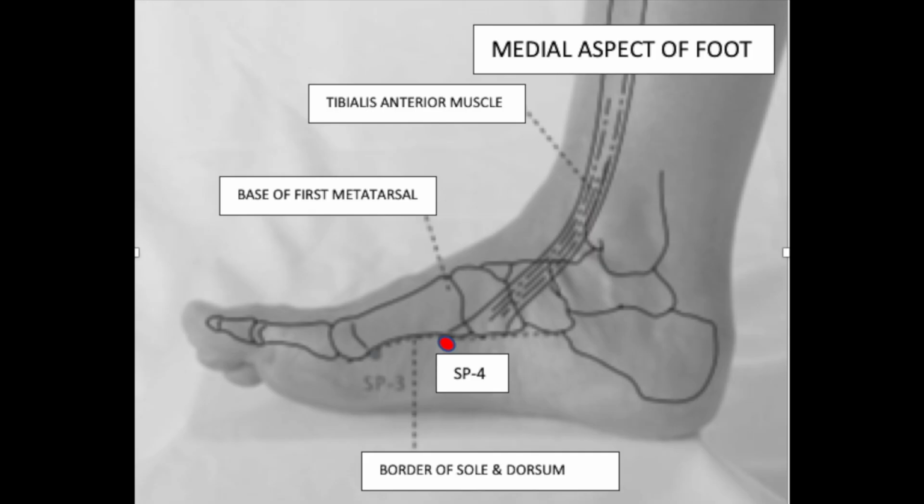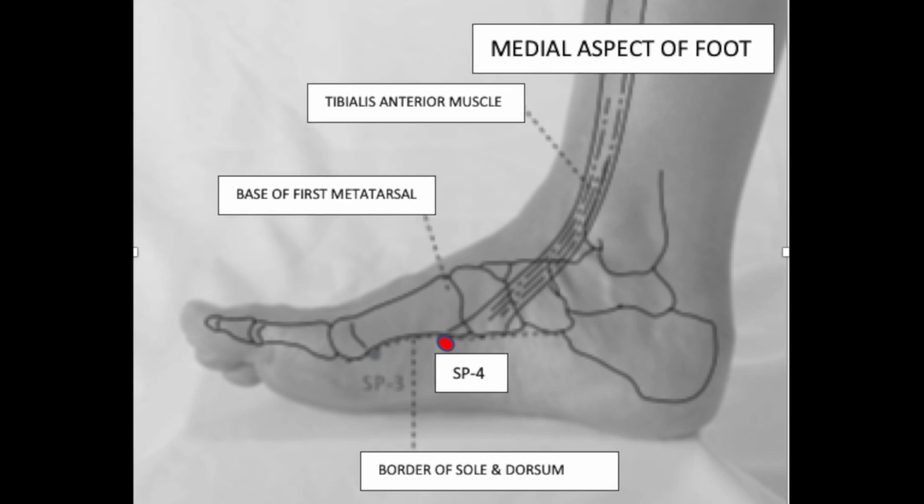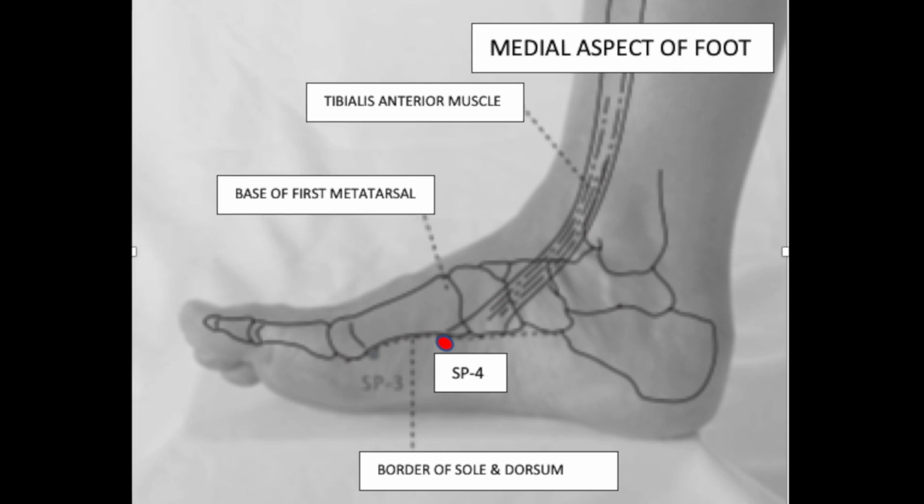Lastly, we have the spleen 4 point. This point is ideal for irritable bowel syndrome diarrheas. It lies on the medial aspect of the midfoot. The base of the first metatarsal forms a distinct prominence. Spleen 4 is located in a depression distal to this prominence, where the sole and dorsum of the foot meet.